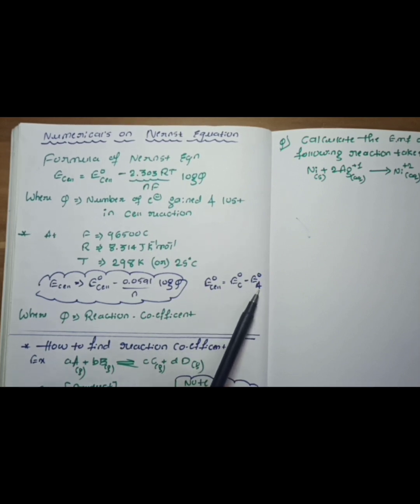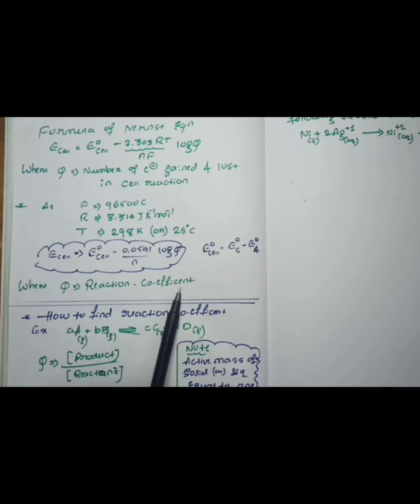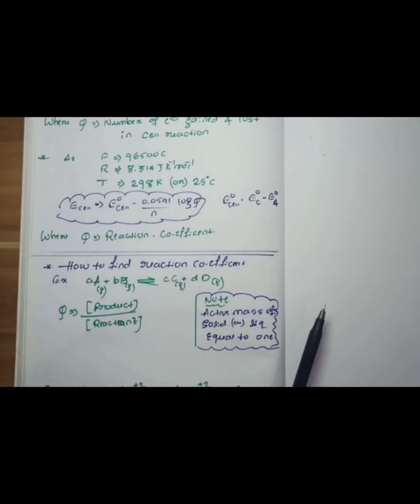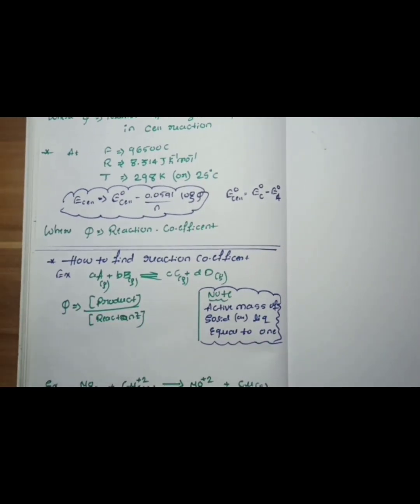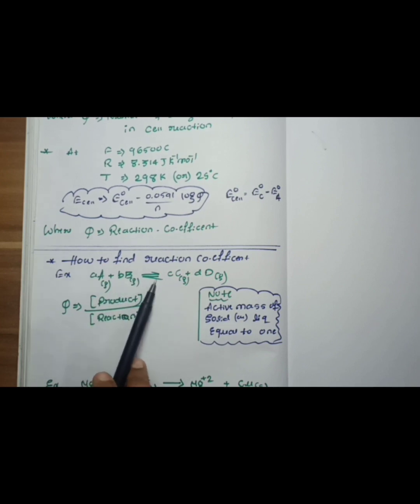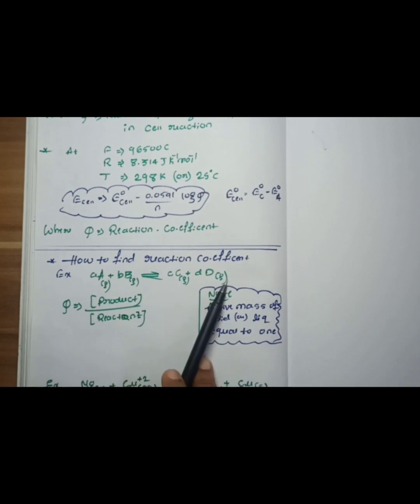Next, the reaction coefficient. How do we find the reaction coefficient if a cell reaction is given? By taking an example I'll explain. See here, the example is small a of capital A plus small b of capital B in equilibrium with small c of capital C plus small d of capital D. All are in the gaseous state.